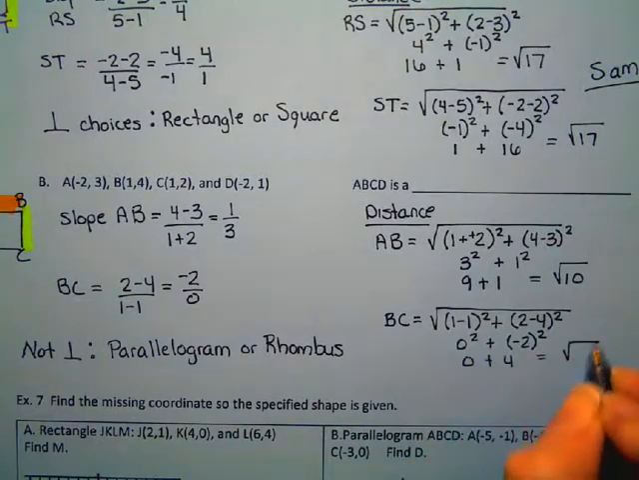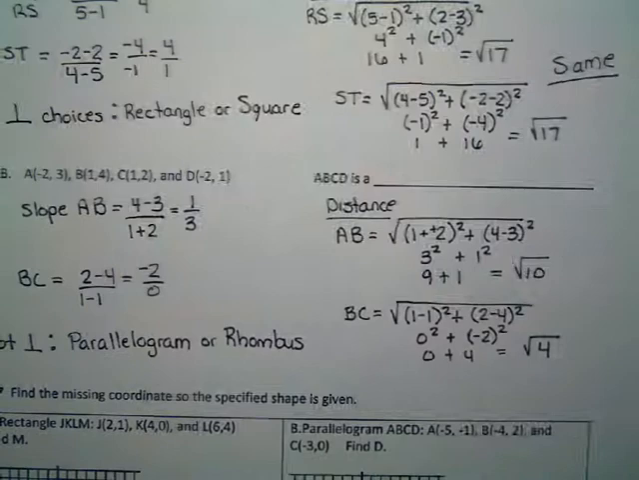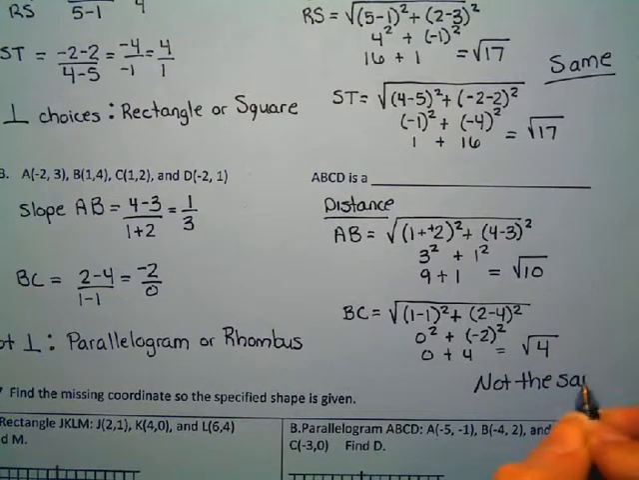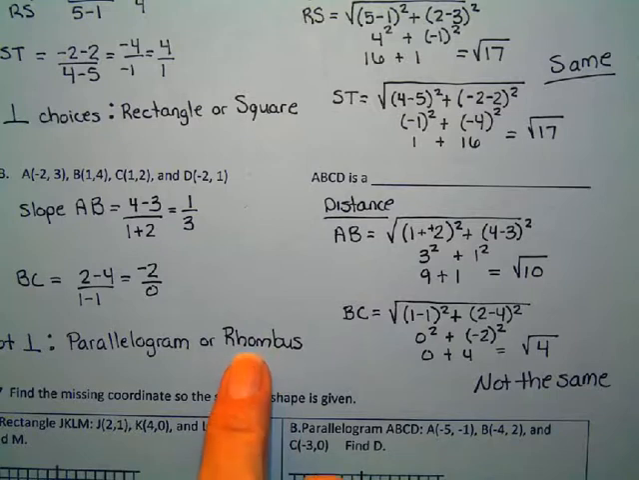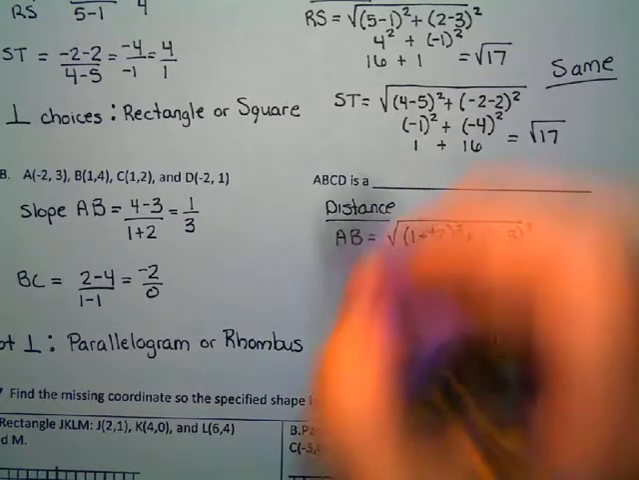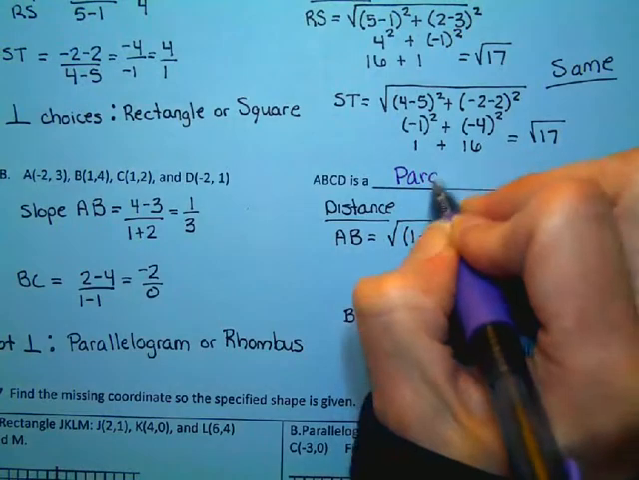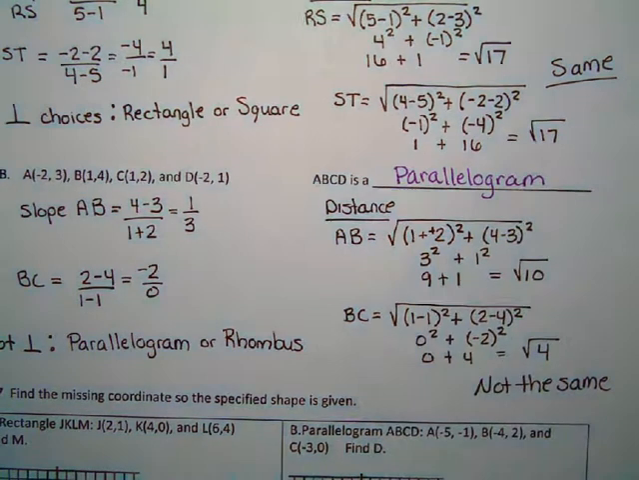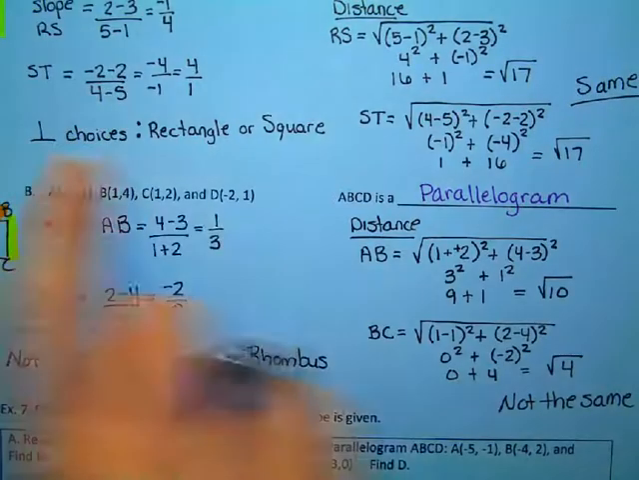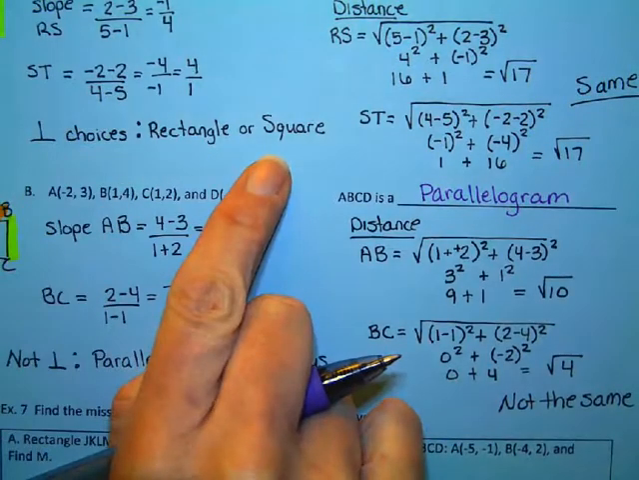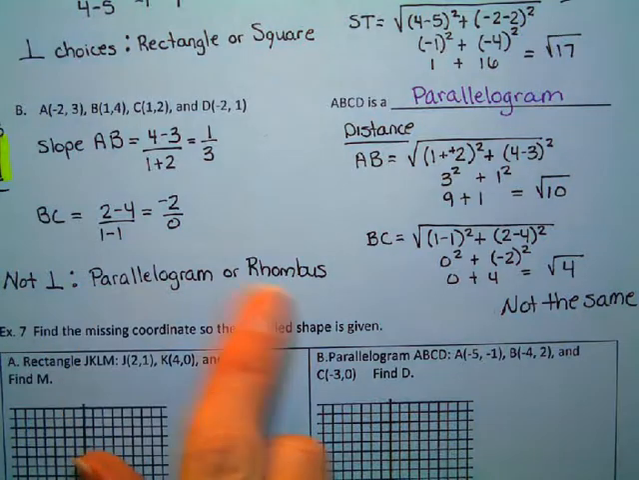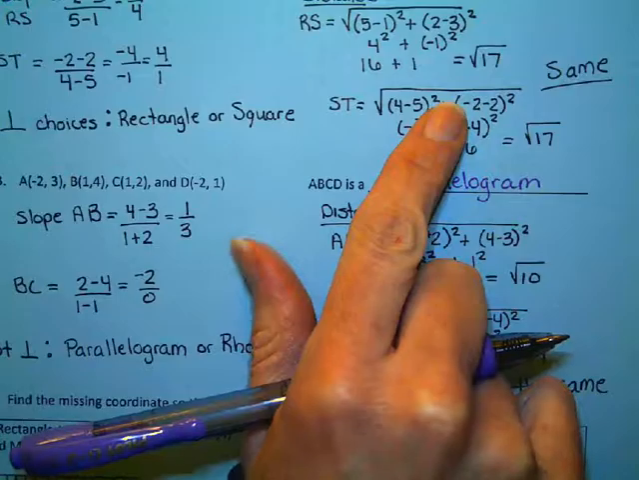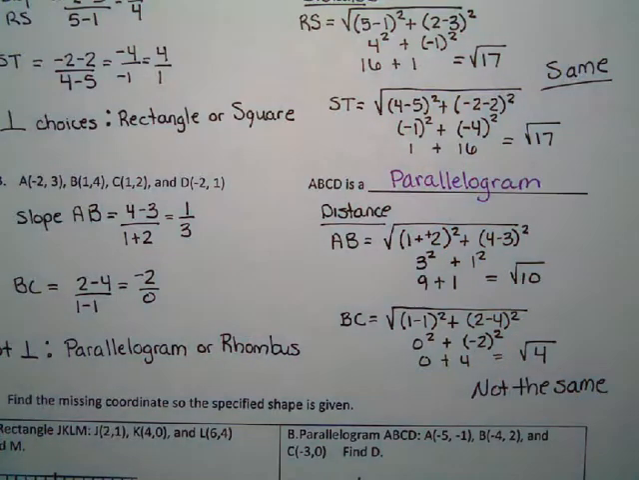So not the same means, they have to be the same to be a rhombus. If they're not the same, we'll say this one is a parallelogram. So key choices. Find slope first. If they are perpendicular, we have rectangle or square. If they're not perpendicular, it's a parallelogram or a rhombus. So then you look at how long the sides are. If they come out the same, you know it's probably going to be the one with all the same sides. If they are different, that means that the sides are not the same.